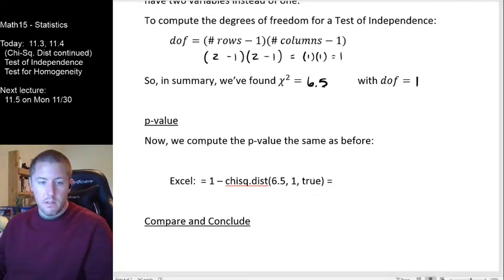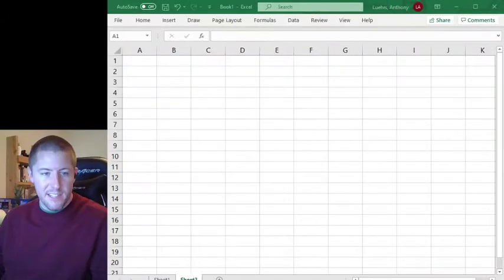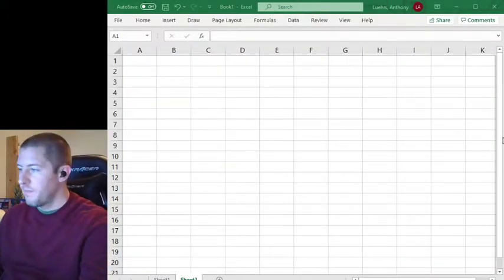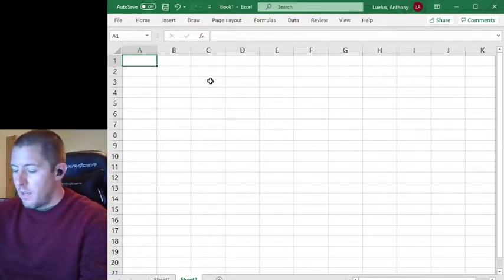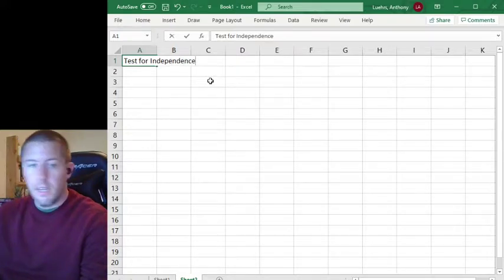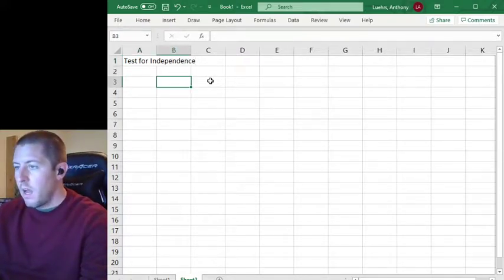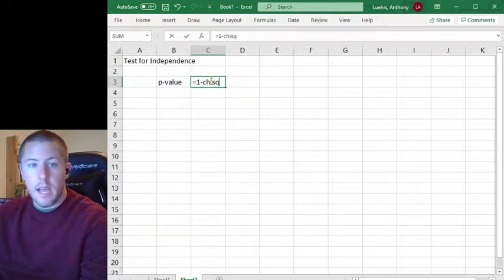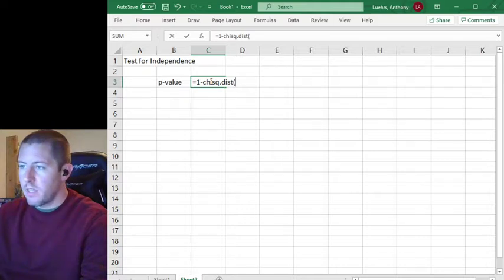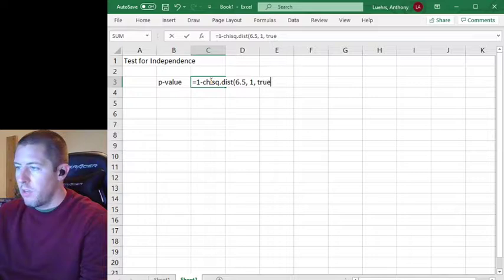Over in Excel. Here we go. Trying to keep this organized so this will be useful for us. And so our p-value is going to be equal to 1 minus chi-square dot dist. It's prompting me right now for x, which is our chi-square test statistic. That was 6.5. Our number of degrees of freedom is 1, cumulative true.